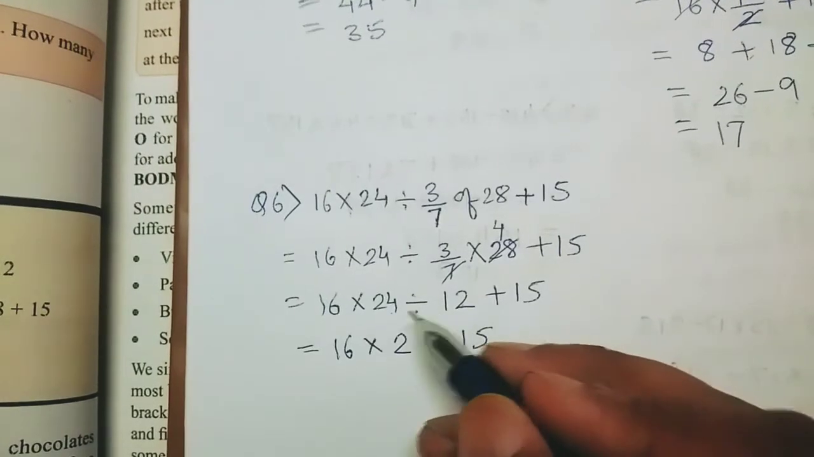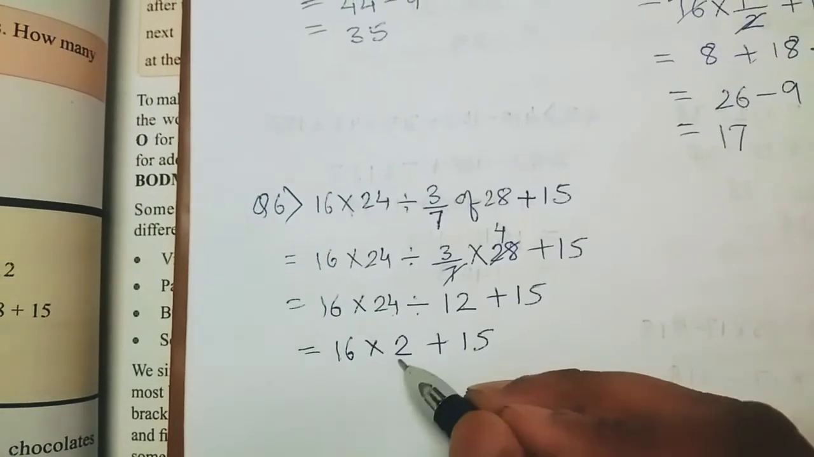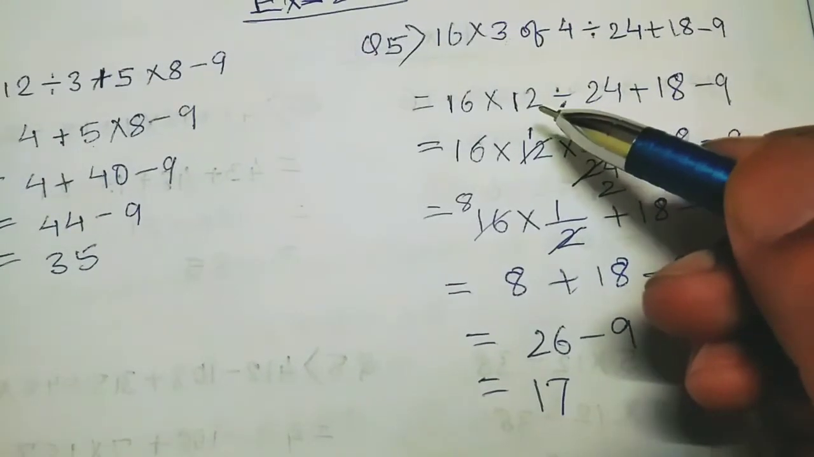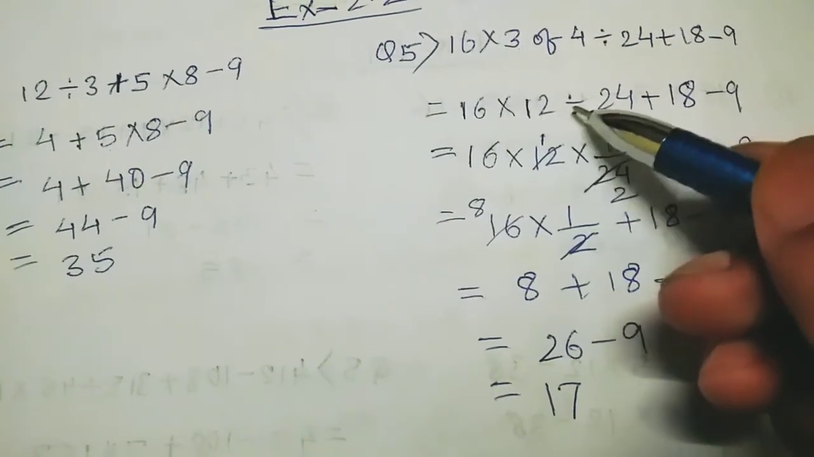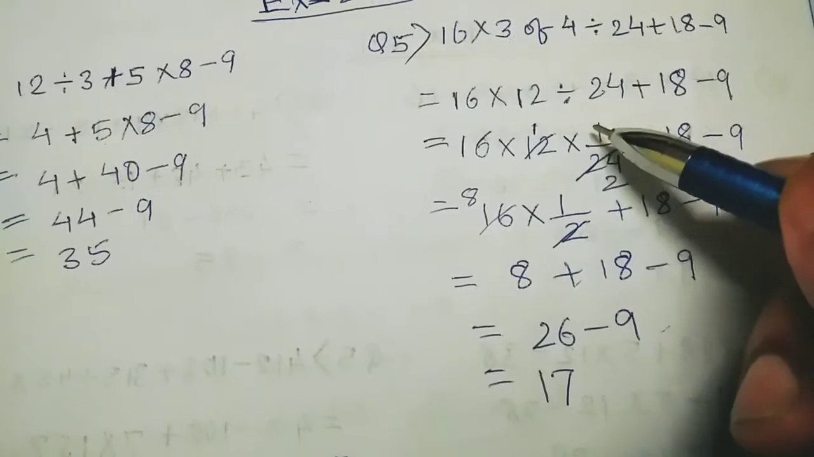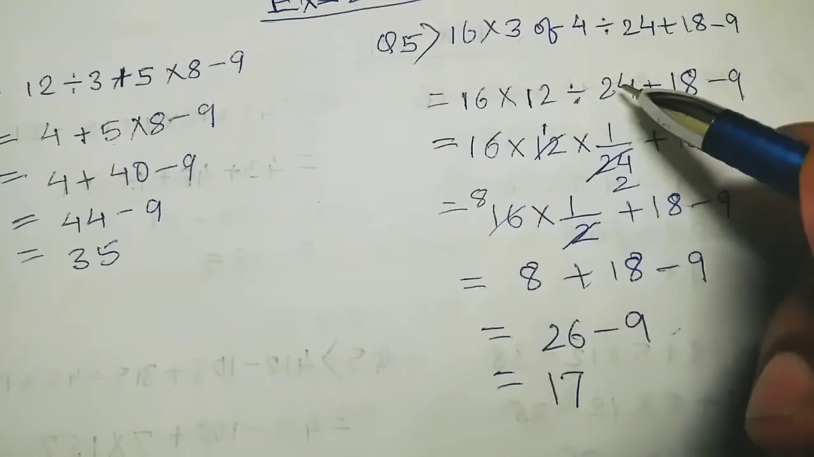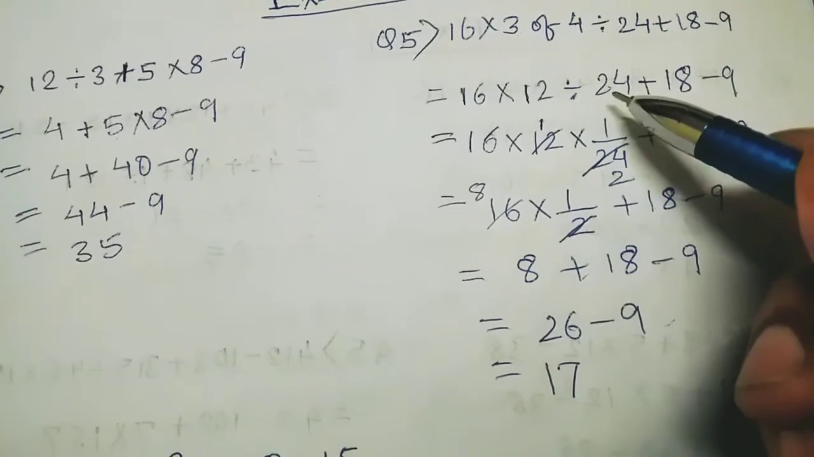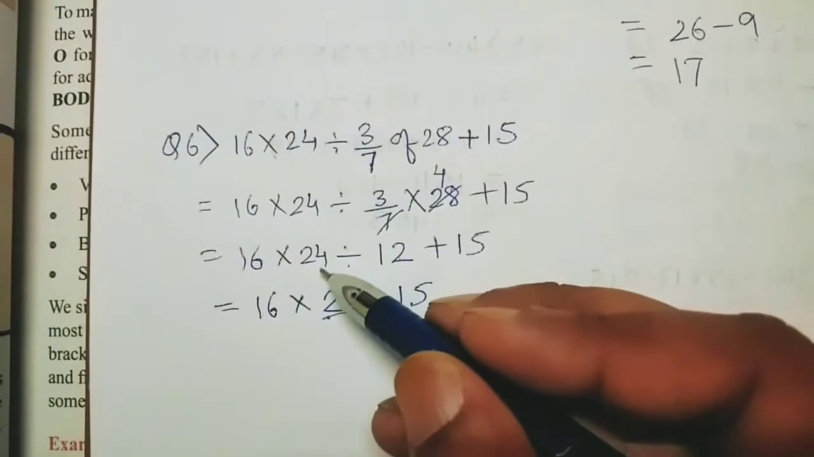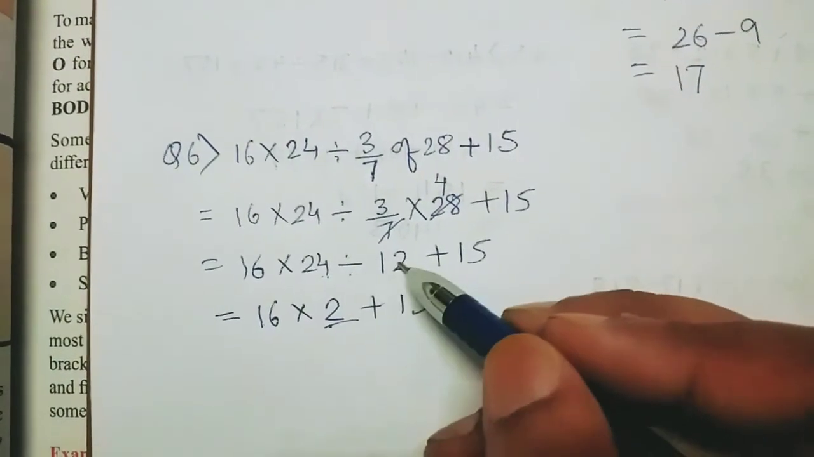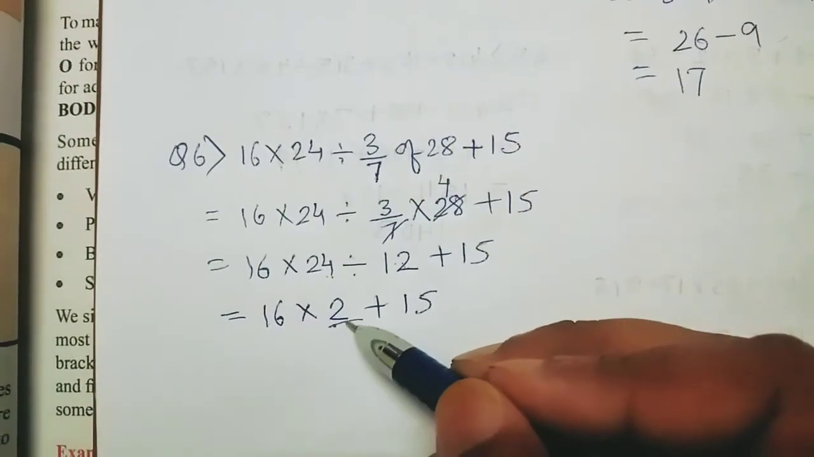So here you can see 24 divided by 12 is 2. We got this. But in the earlier question we could not, because it was opposite. It was 12 divided by 24. So we had to give the multiplication sign and take the reciprocal of the number 24. But here the greater number is here and the smaller number is here. So we can directly divide it. 24 divided by 12 is 2.